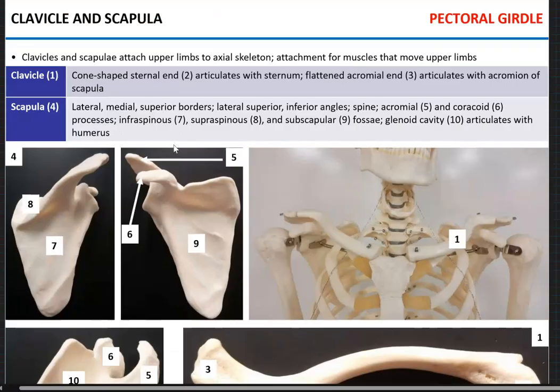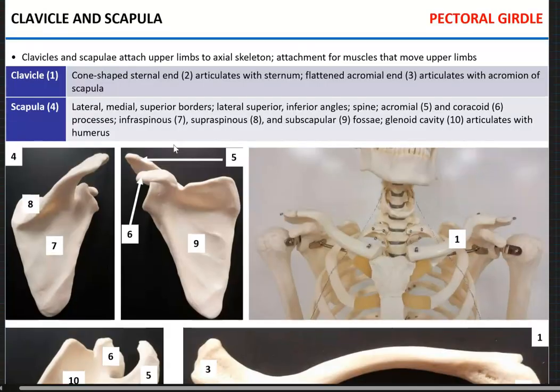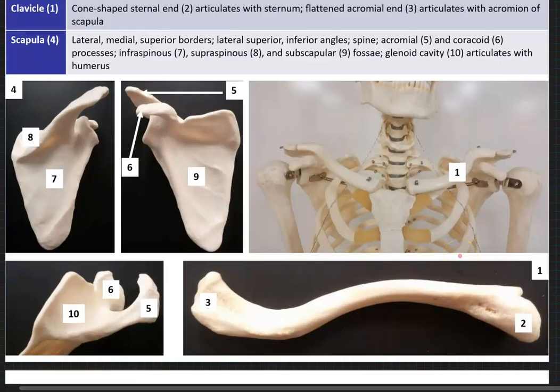So that is the end of the axial skeleton, and we get into the appendicular. So here's the appendicular skeleton. We're going to start with the upper part, the upper limbs. The limbs are braced by the pectoral girdle. Pectoral, pectoris, the chest. The pectoral girdle consists of clavicles and scapulae.